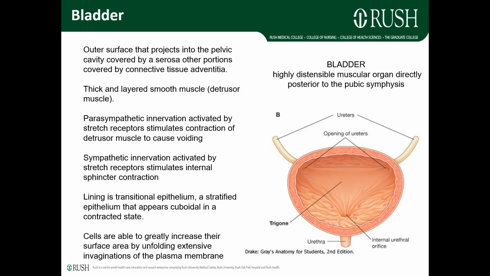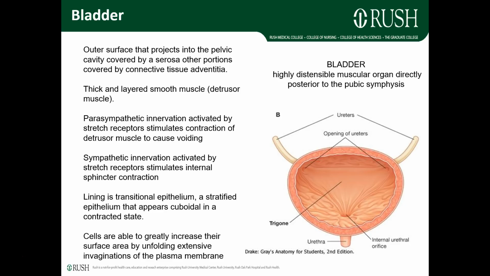The bladder itself has thick, layered smooth muscles and is served by the parasympathetic system, which is activated by stretch receptors and stimulates contraction of these muscles to cause voiding, as well as the sympathetic nervous system, activated by the stretch receptors, which stimulates the internal sphincter contraction. This you will learn in physiology.